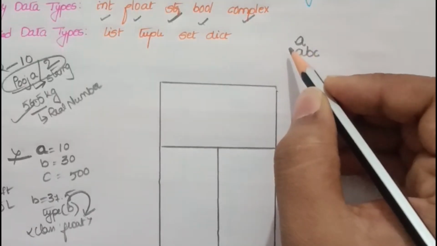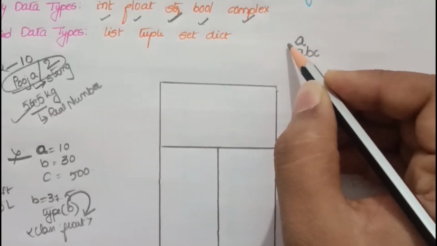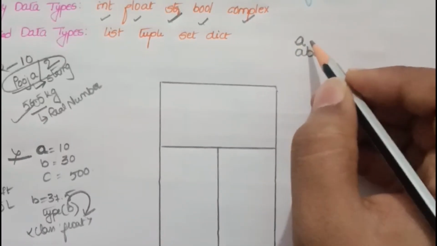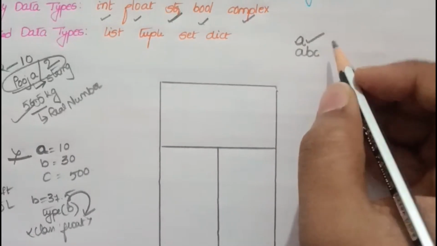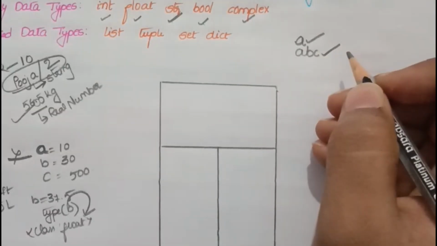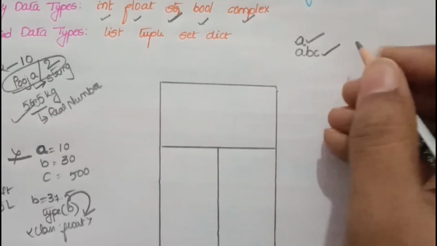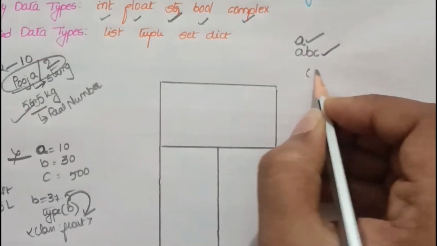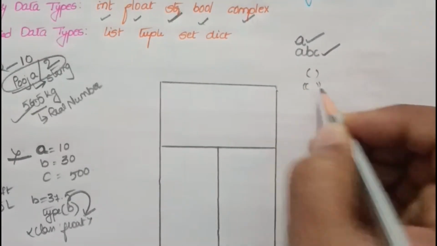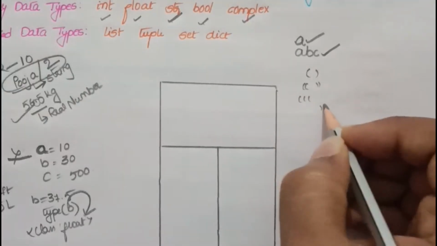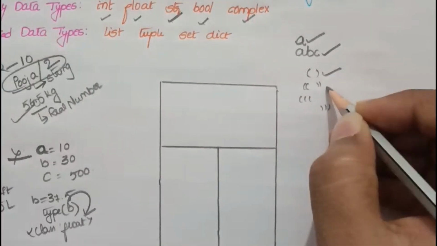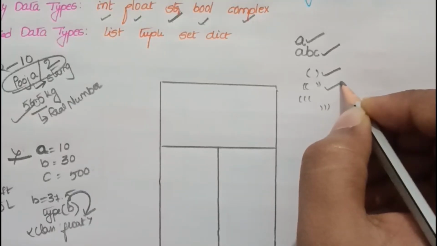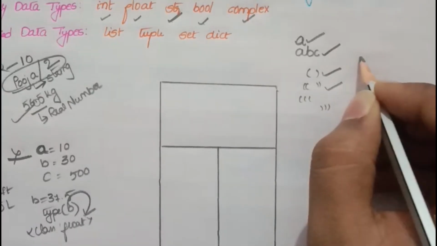There is no such separation in Python. Both of them are treated as string itself. It is a string of one length. It is a string of length 3. So when you want to declare strings in Python, you can either use single quotes or double quotes or triple quotes. Single quotes and double quotes are used when you are declaring strings in a single line.